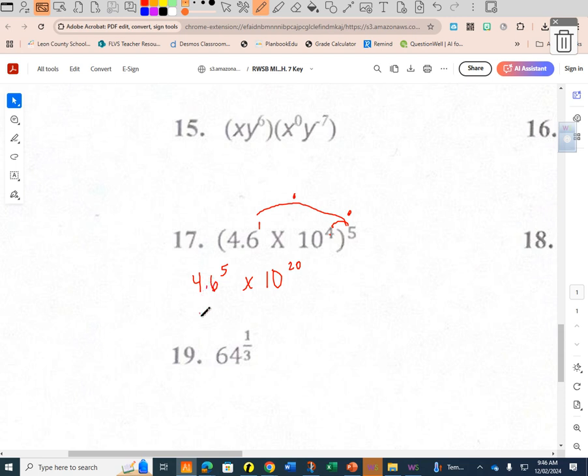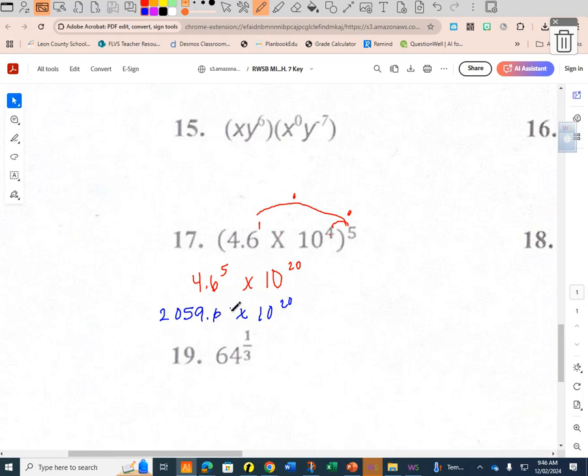Numbers 17, 18, and 20 all have to be written in scientific notation on the test tomorrow. We need to write in scientific notation here. What is 4.6 raised to the 5th power? So 4.6, y to the x, equals, what do you get? 2059.62. So we're going to say 2059.6 times 10 to the 20th power.